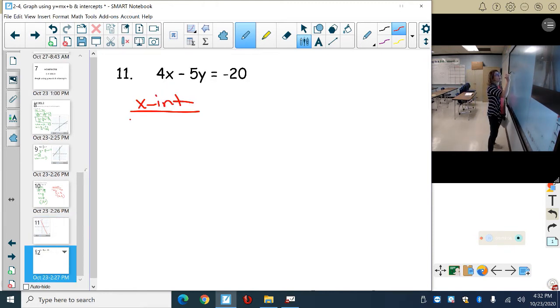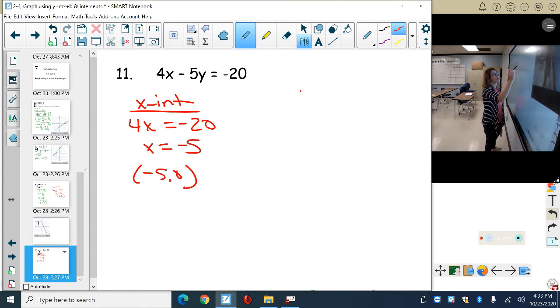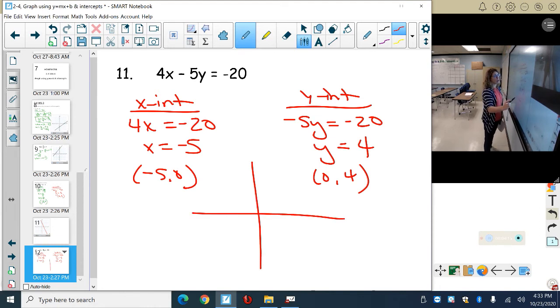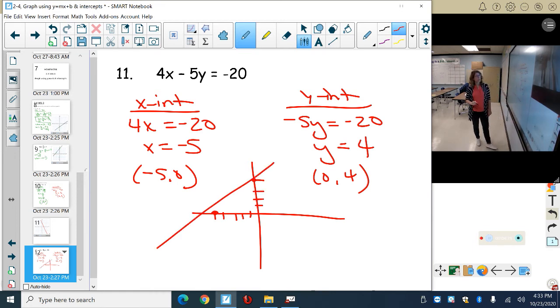X-intercept is 4x equals negative 20, so x is equal to negative 5, so that's negative 5, comma 0. My y-intercept is going to be negative 5y is equal to negative 20, so y is equal to 4, and that's going to be 0, 4 that I'm going to be graphing. So you're going to graph 1, 2, 3, 4, 5, and 1, 2, 3, 4, and there's your line. Wish that went through that point, but it didn't go through that point, so sorry. And that is tonight's homework.